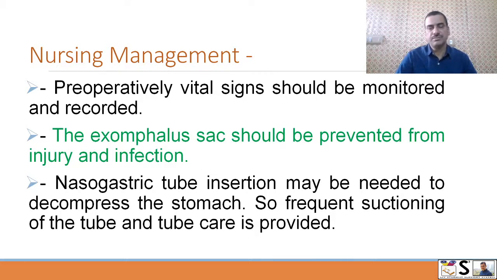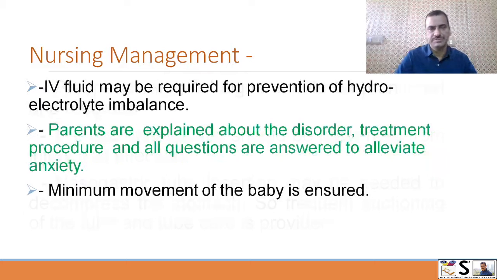Nasogastric tube insertion may be needed to decompress the stomach, so frequent suctioning of the tube and tube care is provided. IV fluids may be required for the prevention of hydroelectrolyte imbalance. Parents are explained about the disorder and treatment procedure, and all the questions are answered to alleviate their anxiety. Minimum movement of the baby is ensured.